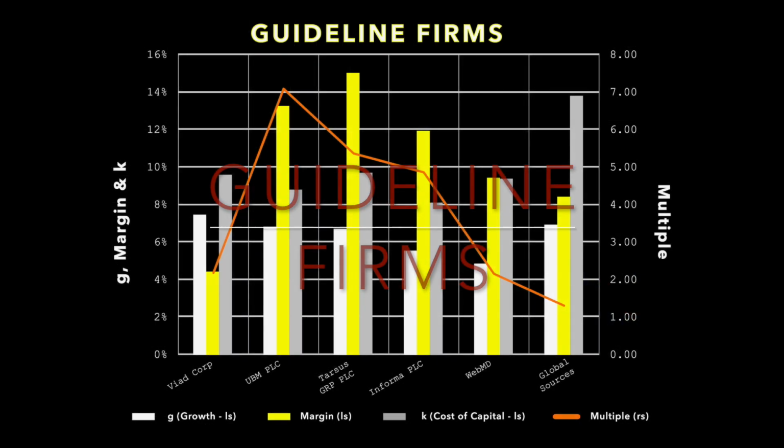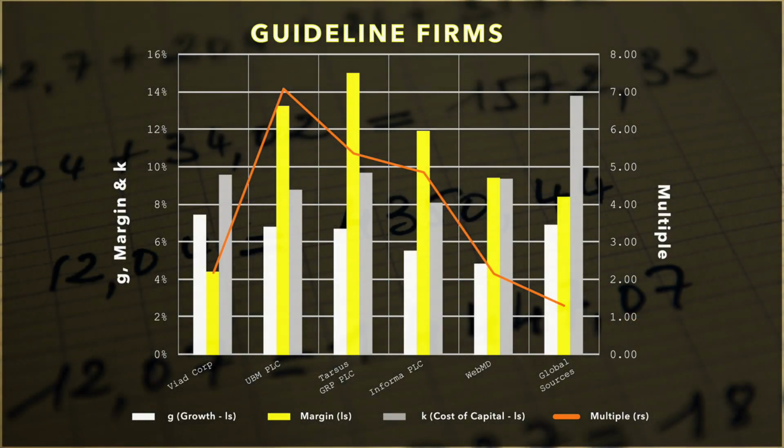Now let's move from our simple example to some actual data using guideline firms from the health information industry. The PowerPoint in front of you shows firms within the health information industry, and it shows their expected growth, margin, cost of capital, and of course multiples. Note that G, the margin, and K are read off the left-hand scale, and the multiple is read off the right-hand scale.